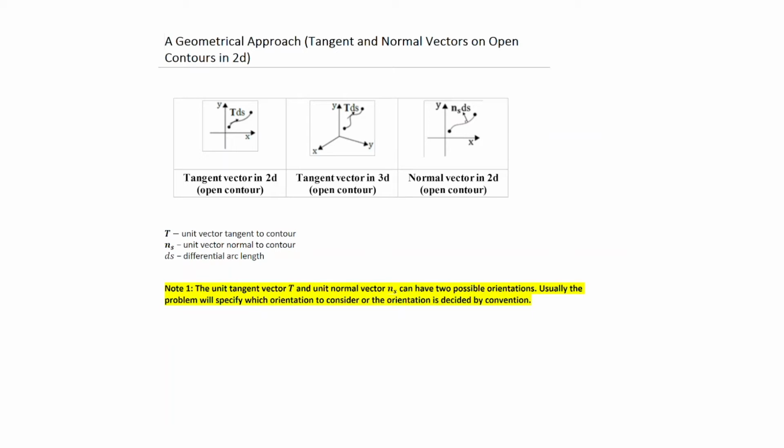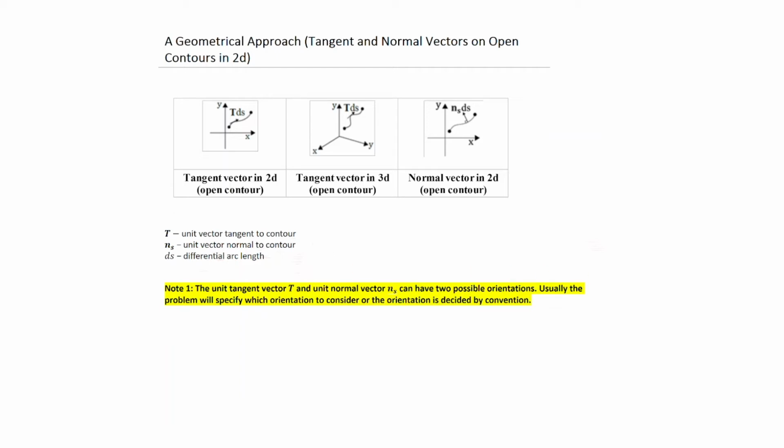You can extend that to the 3D case, an open contour, of course, here meaning that the 2 points do not connect back to each other. In this case, it would be a 3D picture rather than a 2D picture. And then the third case is a normal vector in 2D, and I'm showing an arrow which is perpendicular to a tangent vector, tangent to the contour. That's just n subscript s ds, ds again being the differential arc length. So I've summarized here very quickly the different notations: a unit vector tangent, a unit vector normal, and ds is a differential arc length.